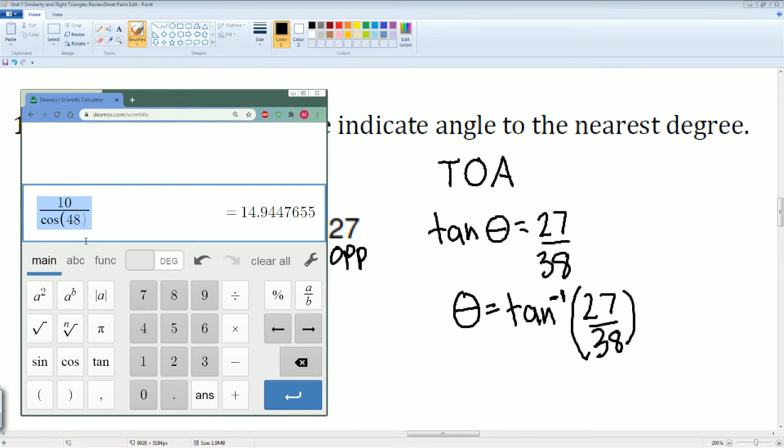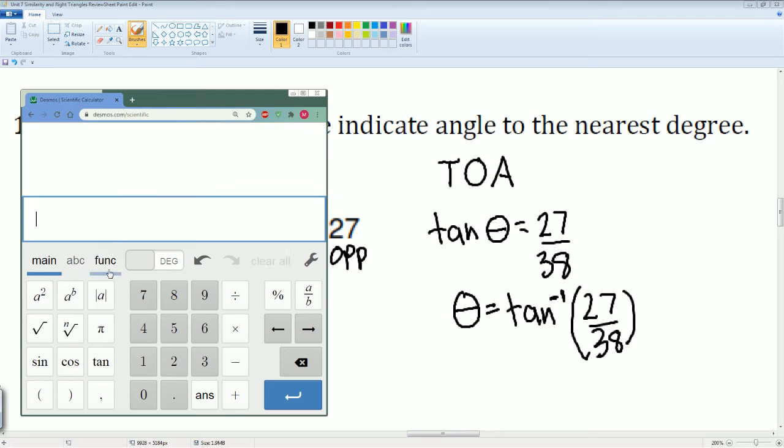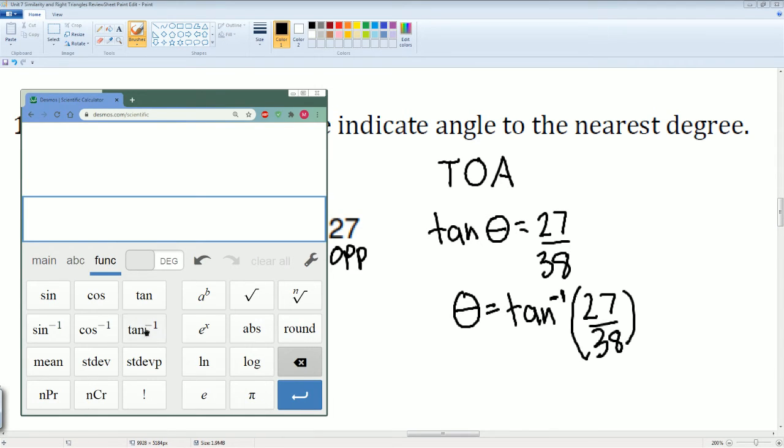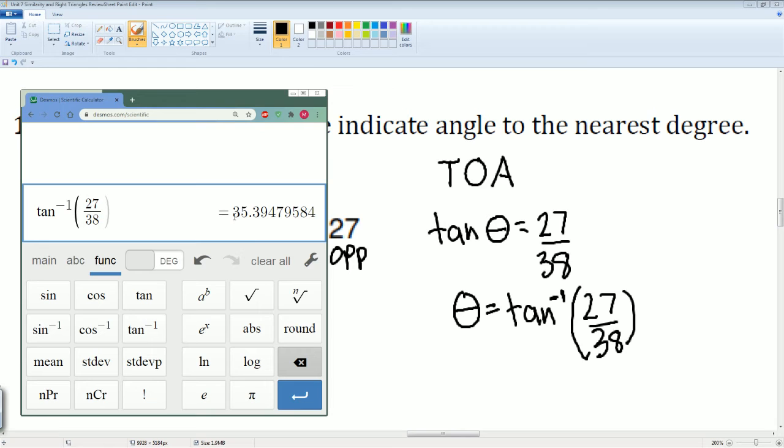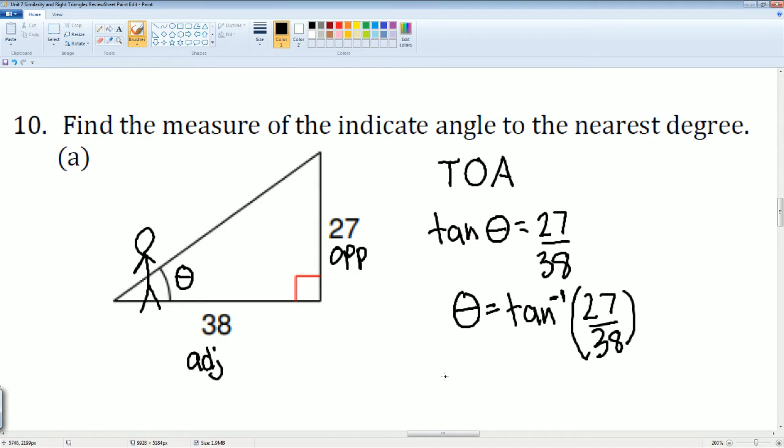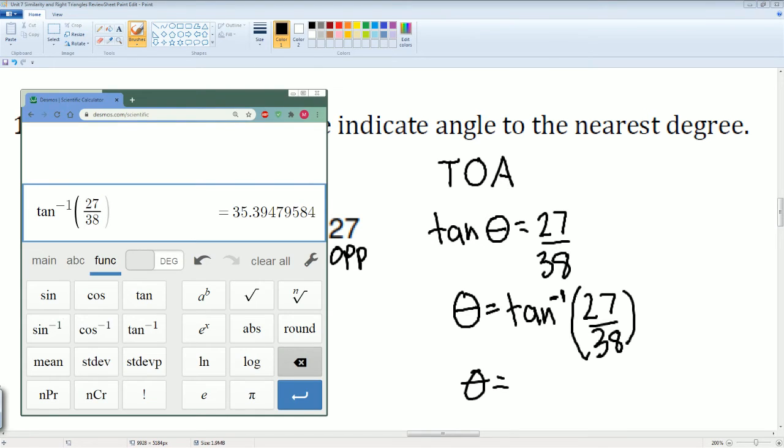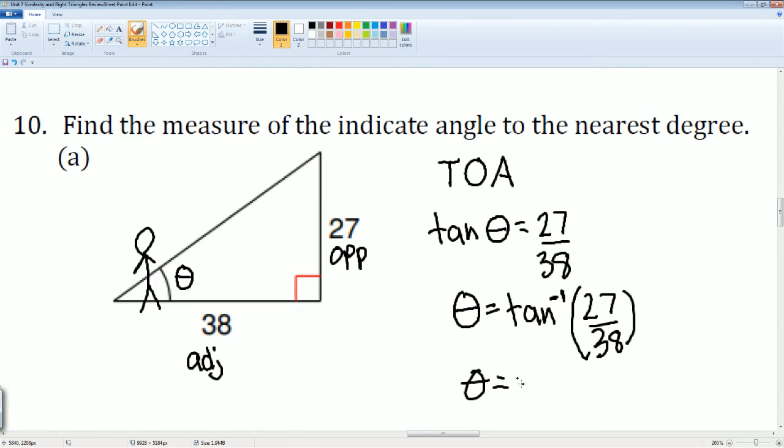So in decimals, to find the inverses, you have to hit function, FUNC, type in tan inverse, type in 27 divided by 38. You get the value 35.39. So you can say theta is roughly 35.4 degrees.